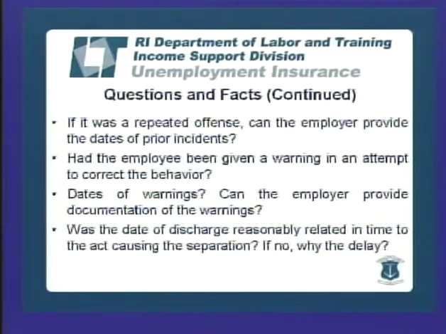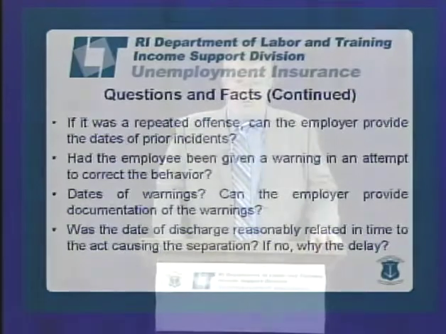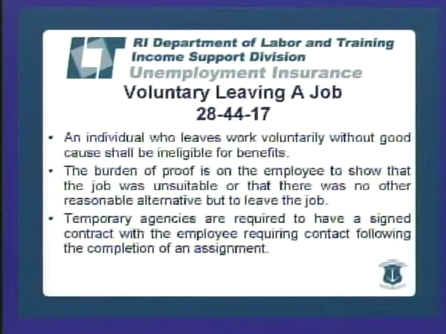If an individual resigns from employment, or as many people call it, quits a job, they would need to have good cause for doing so, or they would be ineligible for benefits. In the situation of a resignation or a voluntary quit, the burden of proof rests with the employee, the unemployment insurance claimant, to show that the job was not suitable or that there was no other alternative other than to leave the job.